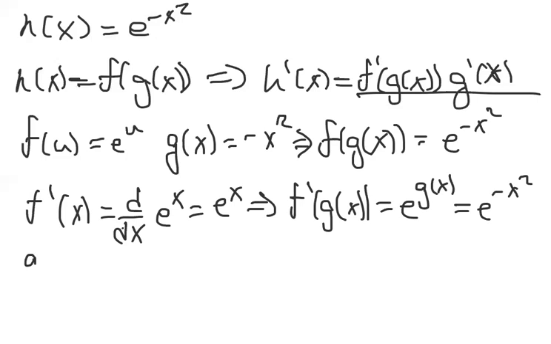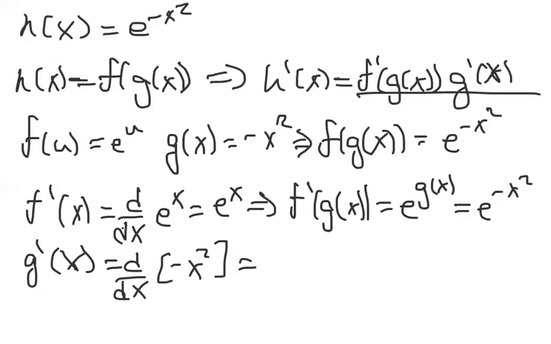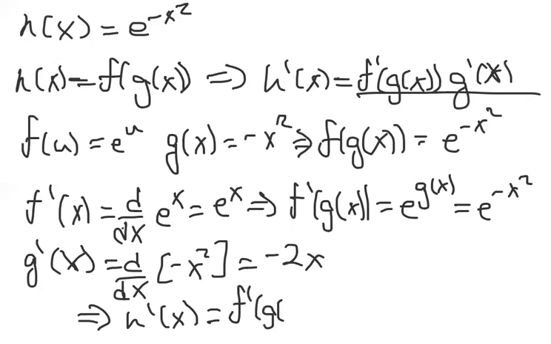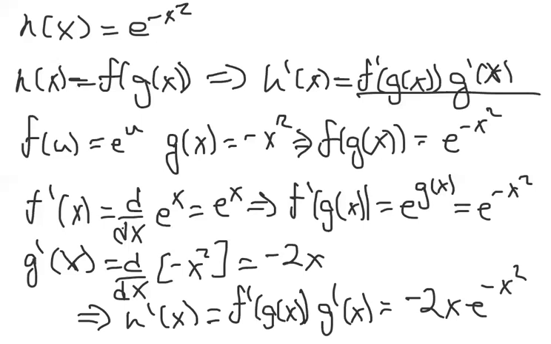And our g prime of x is just d dx of negative x squared, which is just negative 2x. So then our h prime of x is f prime of g of x times g prime of x, which, putting the g prime of x in front, gives us negative 2x e to the negative x squared. And that is a simple example of the chain rule.